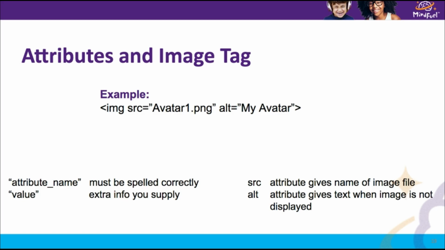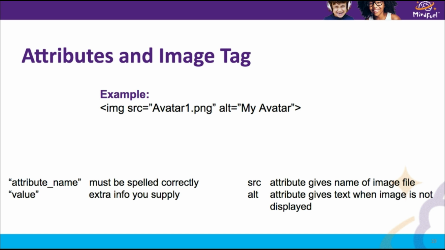Now let's move into something called attributes and an image tag. So some tags require more information to work. This is given in attributes. An attribute has a name, an equal sign, and a value in quotes. The name is part of the HTML language, so it must be spelled correctly. The value is up to the coder and gives extra information the browser needs.